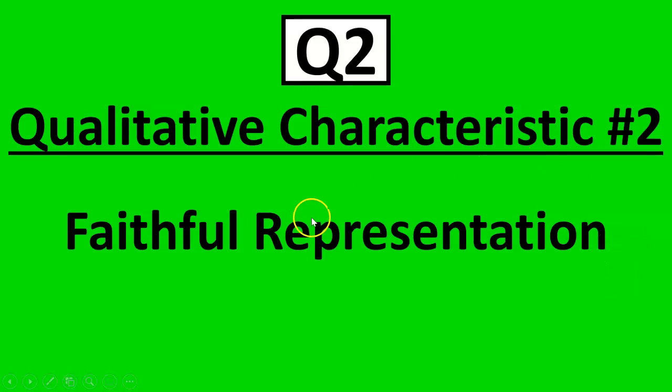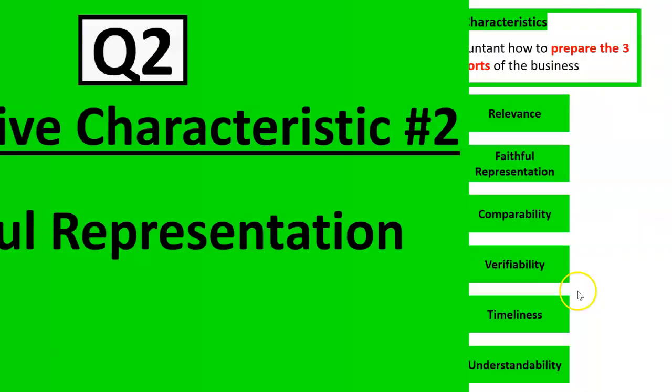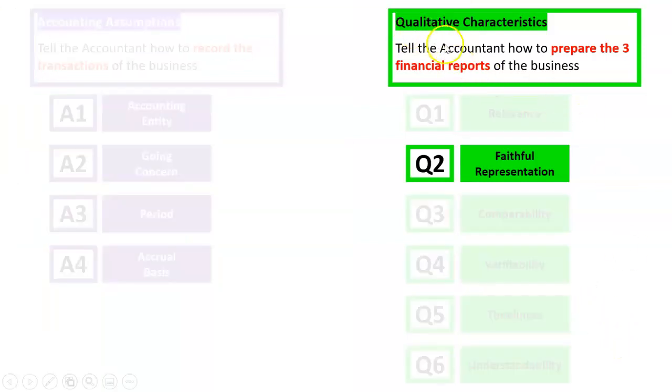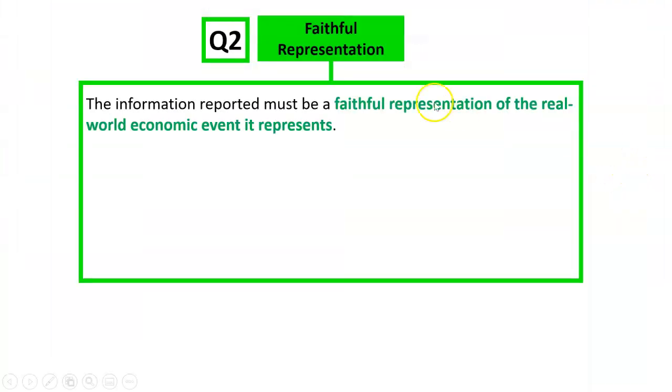Qualitative characteristic 2 is faithful representation. So we're looking at the things that tell us how to prepare the reports. And our second one, Q2, is faithful representation. What does that mean? It's a bit wordy, but we'll try and summarize. It basically means the information that you report must be a faithful representation of the real-world economic event it represents.